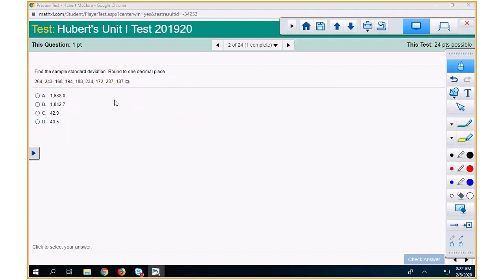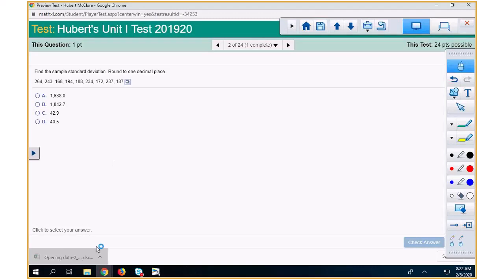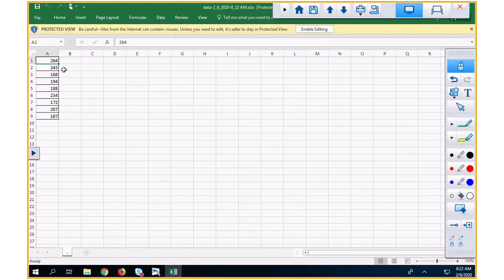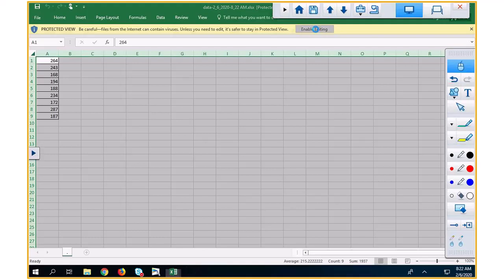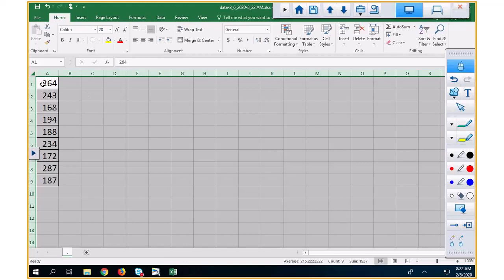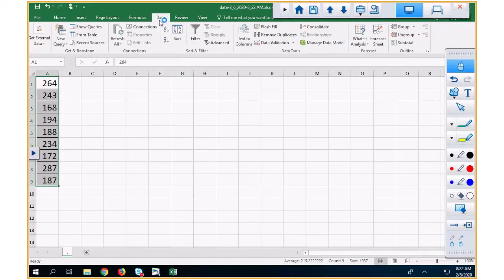Find the sample standard deviation. Okay, let's do this one. I'm going to put it on the spreadsheet. I'll put it in order for you because I'm good like that, and I try to help you out. And I'll make it a little bit bigger so you can see it. There you go. I'm going to just go ahead and find everything, and we'll skip those questions, because if you can do what I'm fixing to do, then you can do any of those questions.